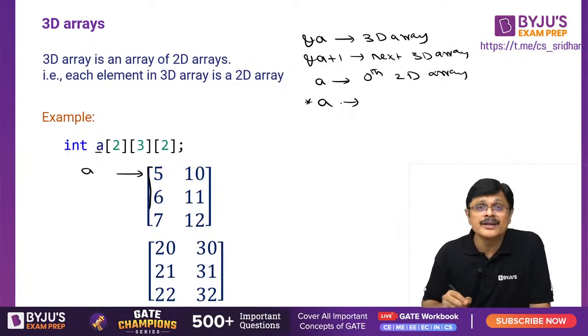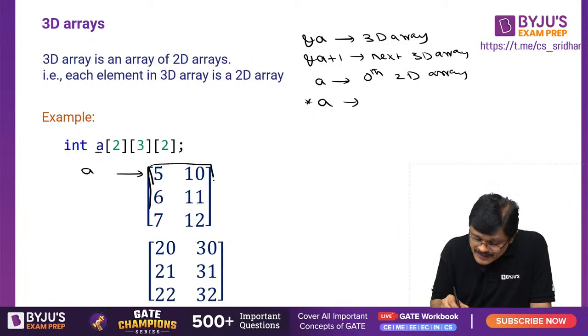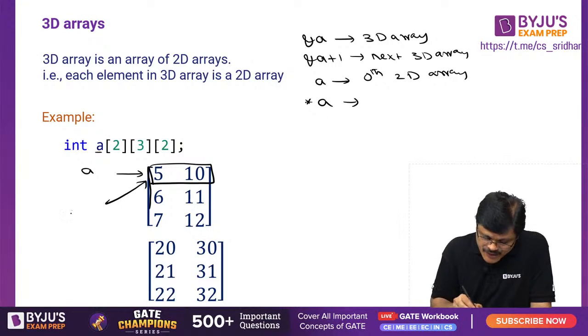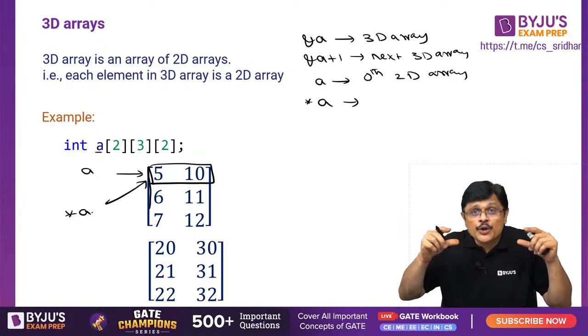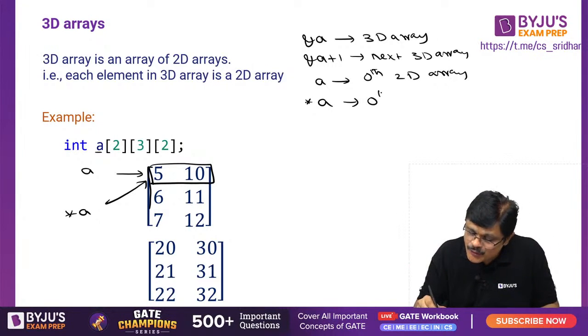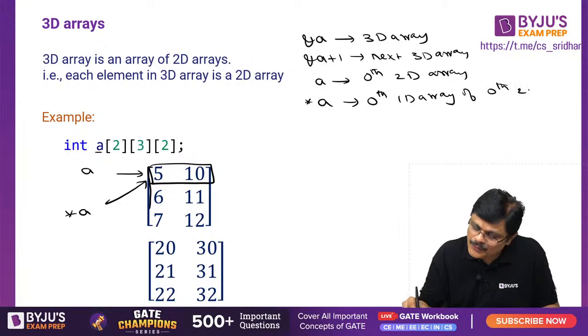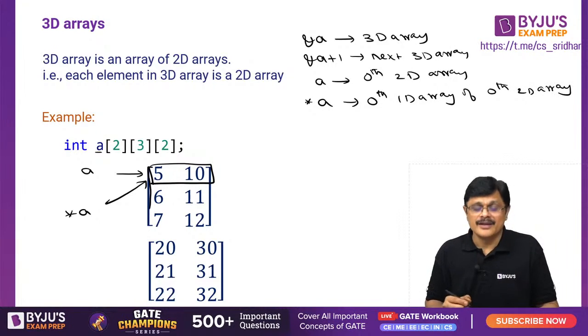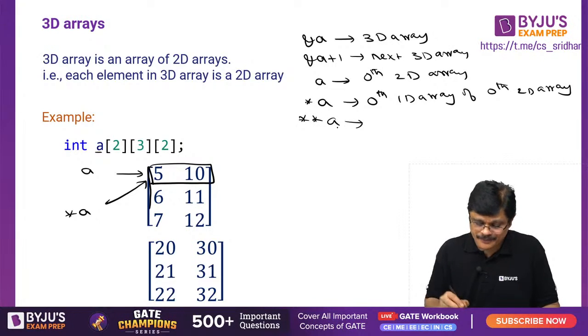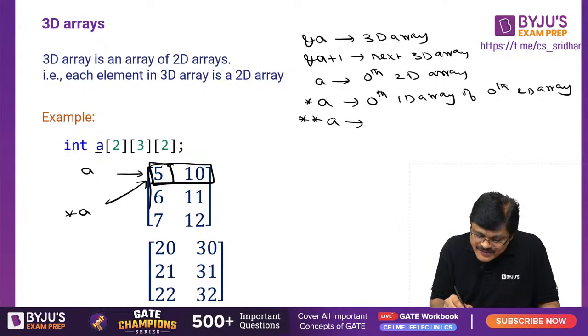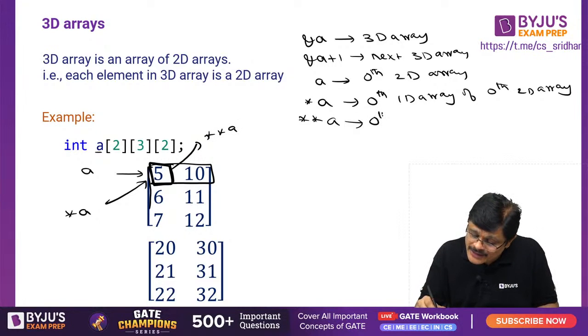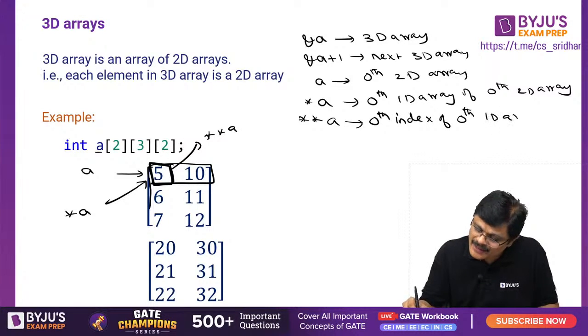Star A refers to what? Star A refers to the 0th 1D array of the 0th 2D array. What is star A? Star A refers to this fellow. Star A refers to the location, that is the 0th index of the 0th 1D array of the 0th 2D array.